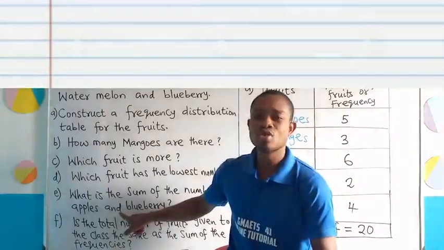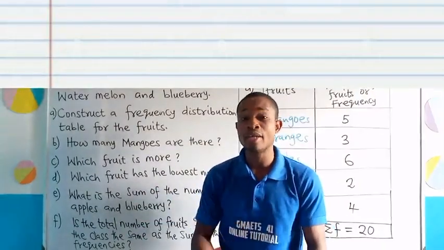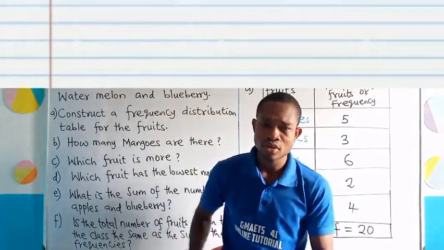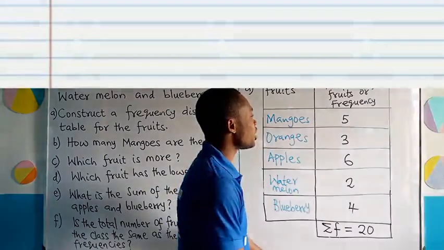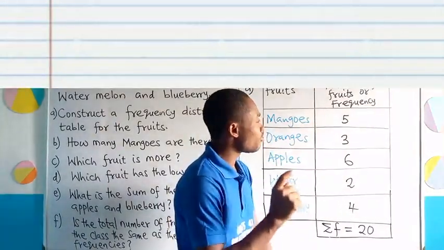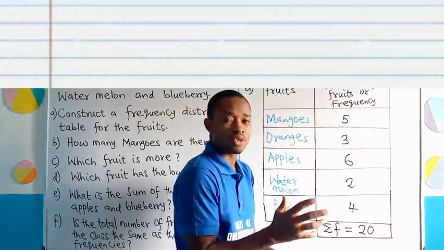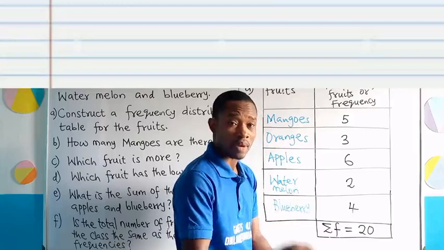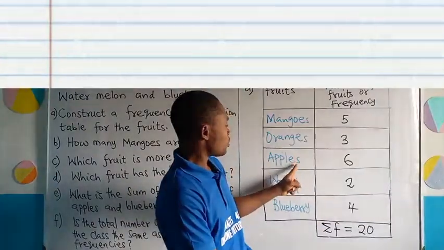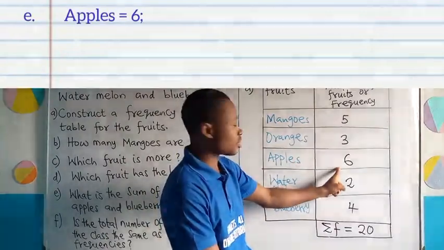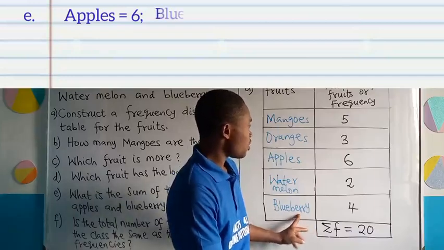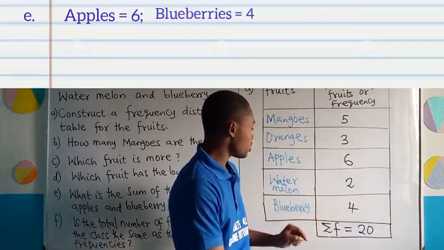Good. What is the sum of the number of apples and blueberries? Sum is addition, is that not so? So let us go again to our frequency table and check the number of apples as well as the number of blueberries. Then we'll add the two together. That is what sum means. Are you ready? Let us check for our apples. We have our apples here, 6. Let us check for our blueberries. There are 4 blueberries.